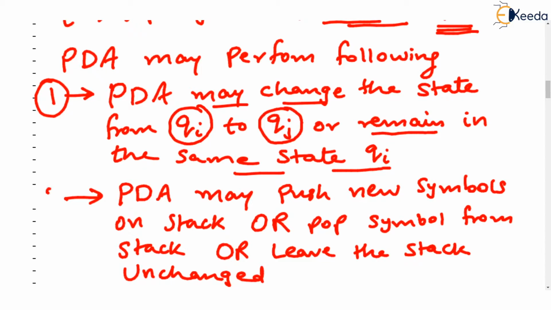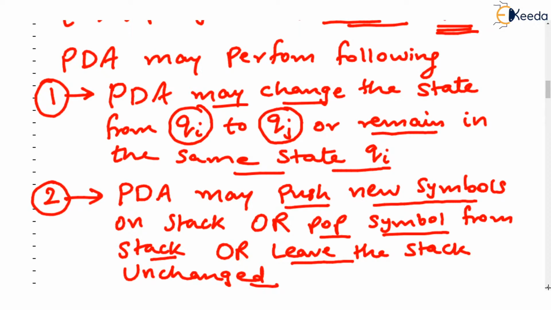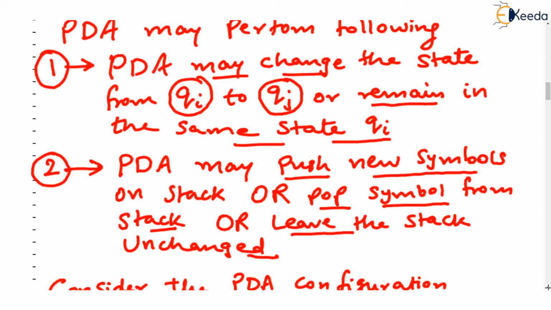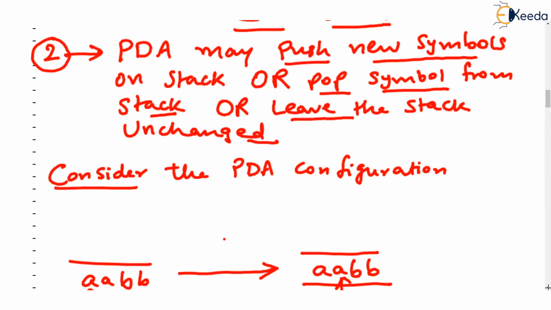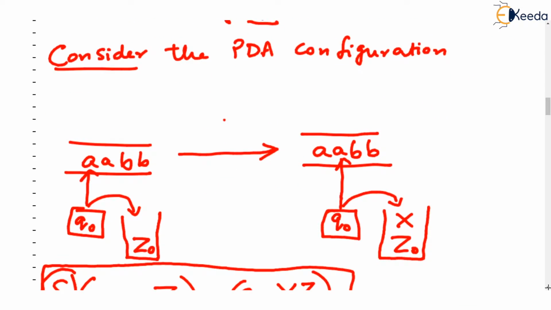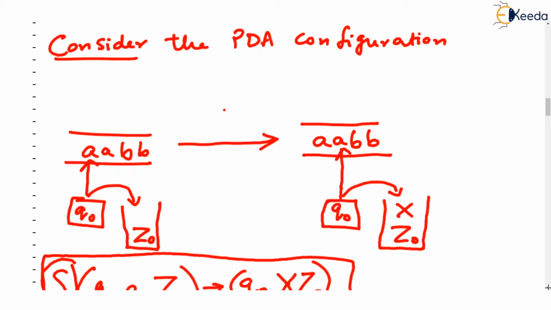The second thing PDA does is that it may push new symbols on the stack, or it may pop a symbol from the stack, or it may leave the stack unchanged. So it will neither push nor pop any symbol on the stack. That's it. This is what PDA does. Now again, it's just so difficult to understand, I agree, but I promise, trust me, after going through these pictures or these diagrams, you will surely understand what we are talking about.